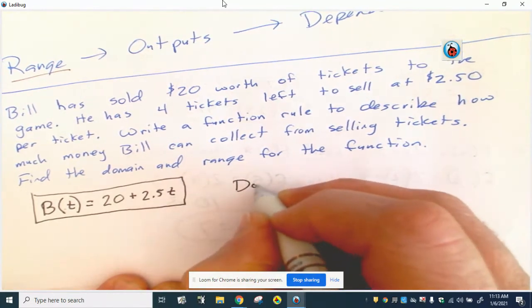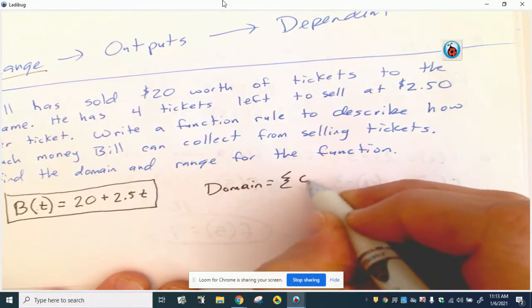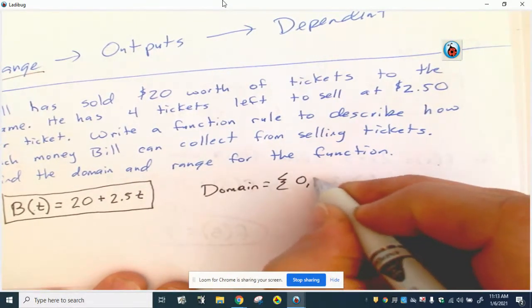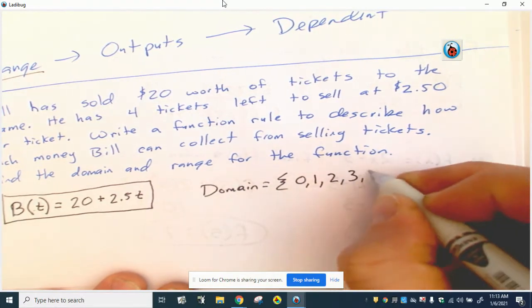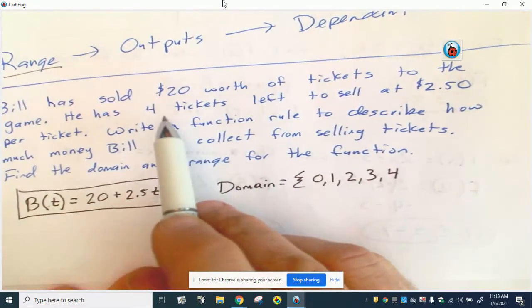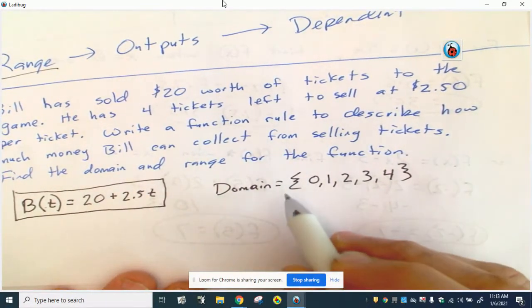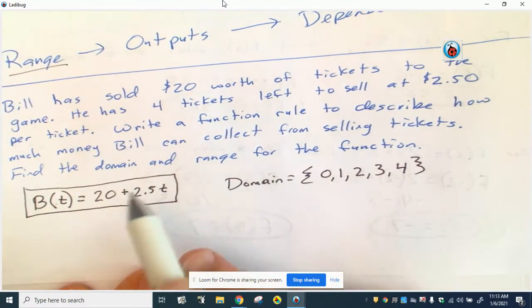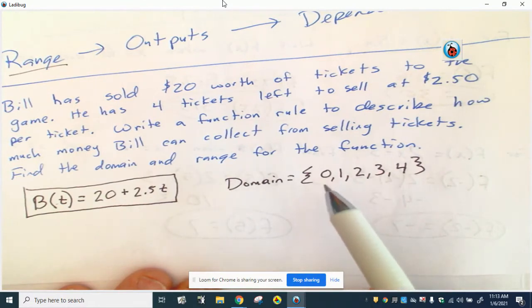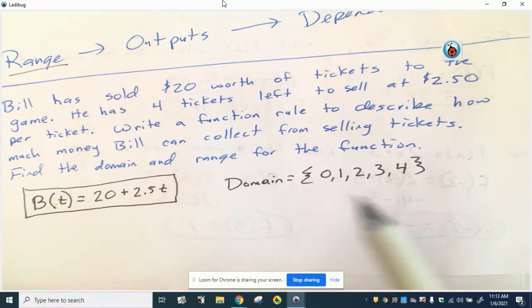His domain is going to equal, he could sell 0 more tickets. He could sell 1 more ticket. He could sell 2 more tickets. He could sell 3 more tickets, or he could sell 4 more tickets. That's it. He only has 4 more tickets to sell. So this is our domain. These are the only numbers that he could plug into this particular example, because he could only sell 0 tickets through 4 tickets and anywhere in between. He can't sell negative tickets, right?